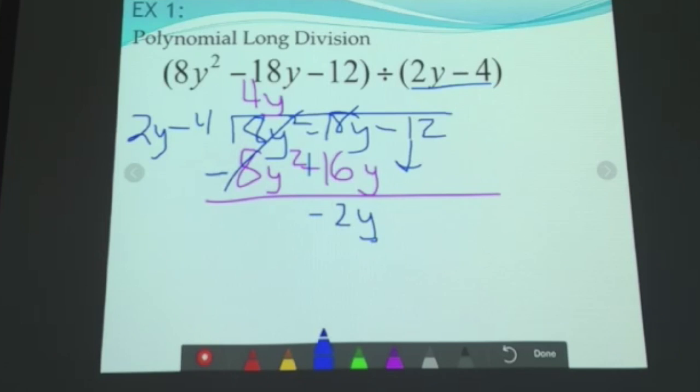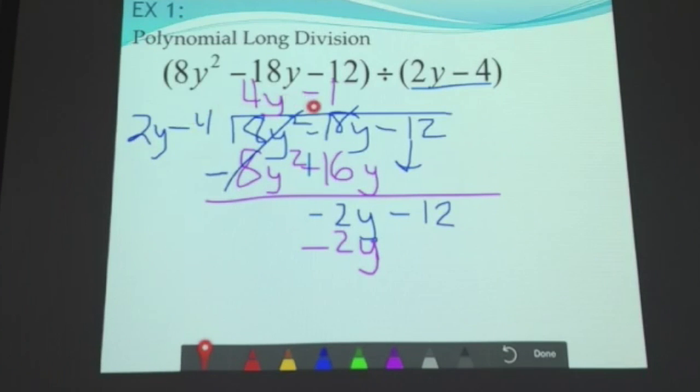And let's drop down our negative 12. And now we have to do that process again. So we're coming back to the front to our 2y, and we're saying 2y times what number is going to give me negative 2y. So it's already a 2y times a negative 1. So now when we multiply it all the way through, my 2y times my negative 1 will give me negative 2y.